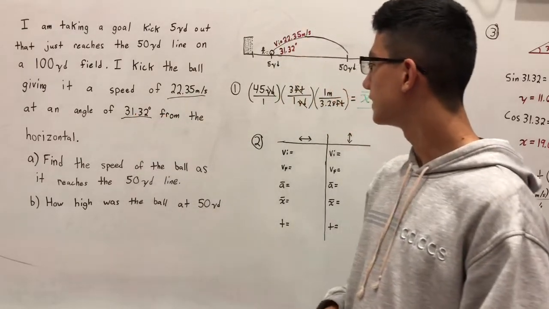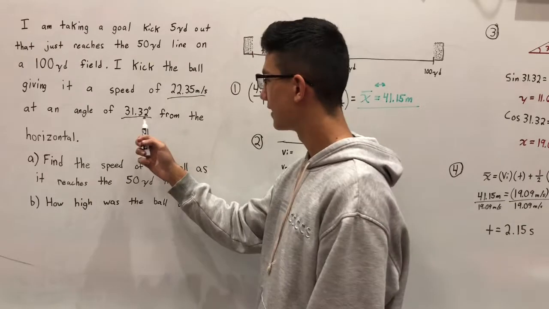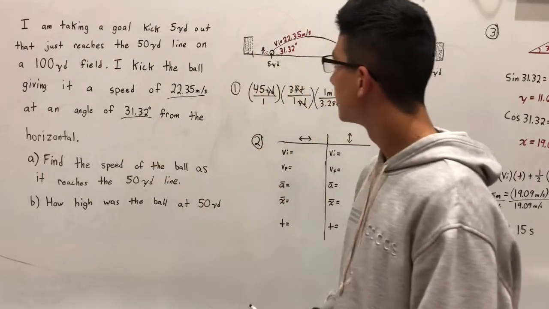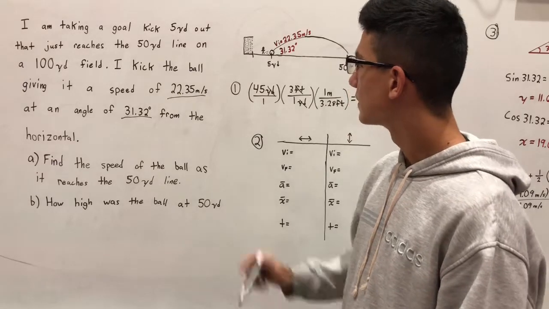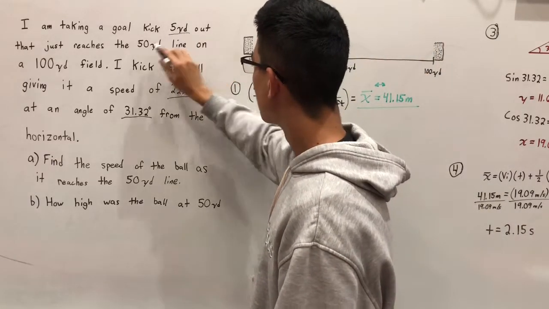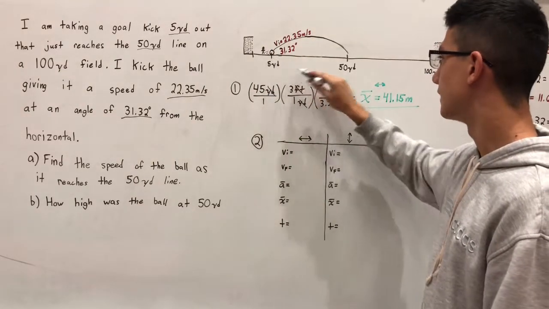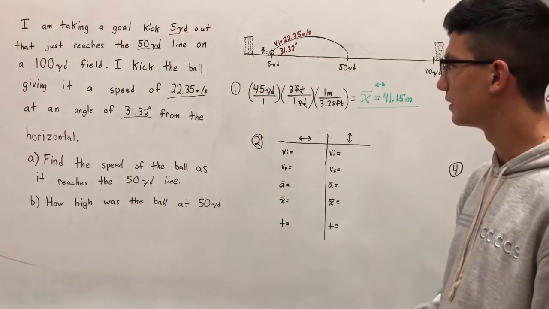I'm kicking the ball at 22.35 meters a second at an angle of 31.32 degrees. I'll go into the picture in a second. And also something important is 5 yards and 50 yards, because I'm going to be finding the angle between that. So I'll go into more detail in a bit.